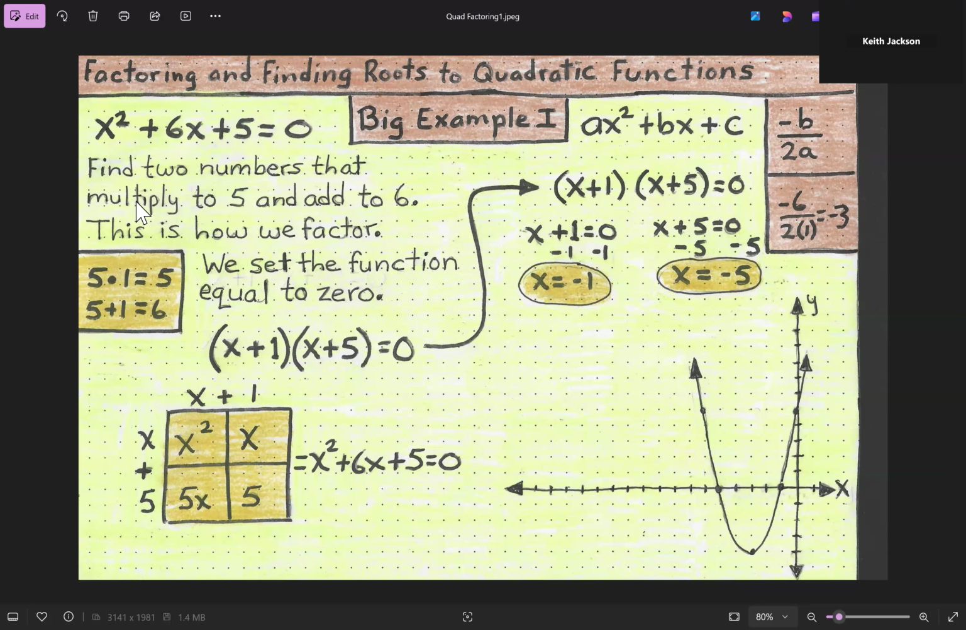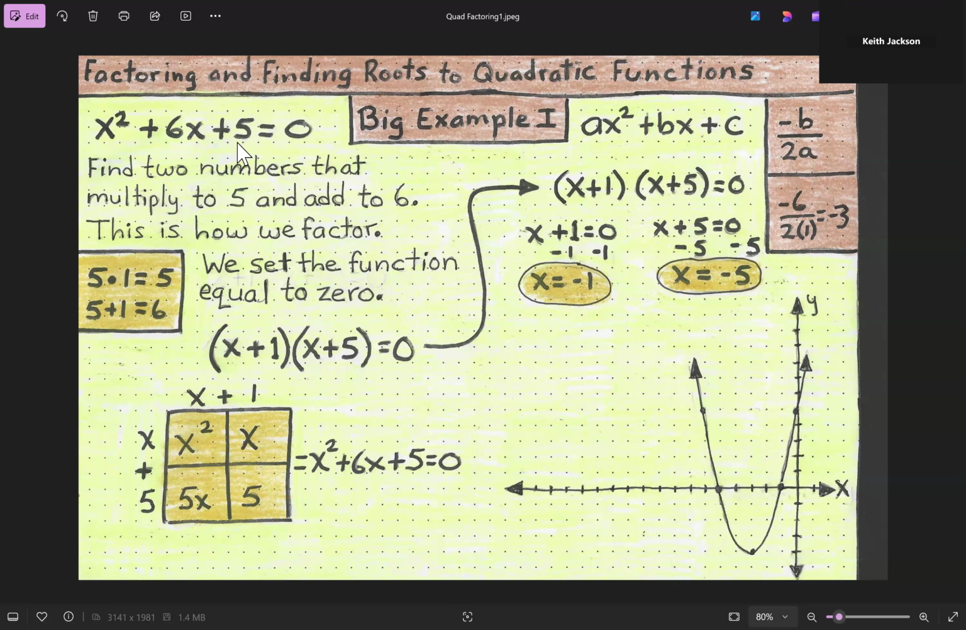Think of it like this. When we look at x squared plus 6x plus 5, we set it equal to 0, so you can find out where those x values are when this parabola crisscrosses the x-axis. Now we're just going to find two numbers that multiply to 5, that multiply to c, but add to b, which is 6. This is how we factor. We set the function equal to 0.